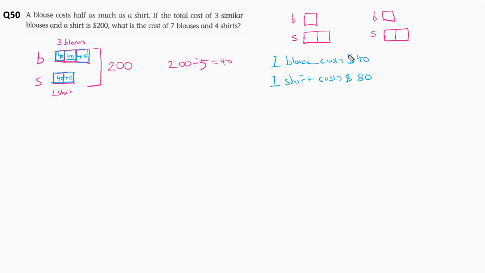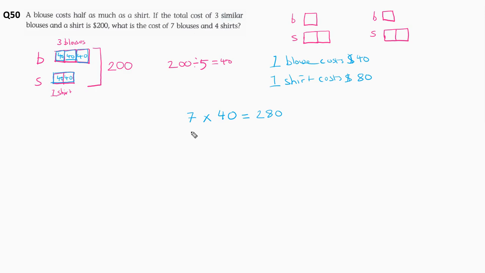Now, I think most of you would probably know where to go from here. Has this answered our question yet? Well, no, it hasn't, because the question is, what is the cost of 7 blouses and 4 shirts? So we need to do 7 times 40. Okay. And all you have to think about, what is 4 times 7? Okay, that's 28. But this is 40 times 7, so that is going to be 280.